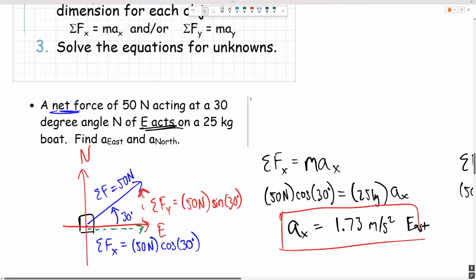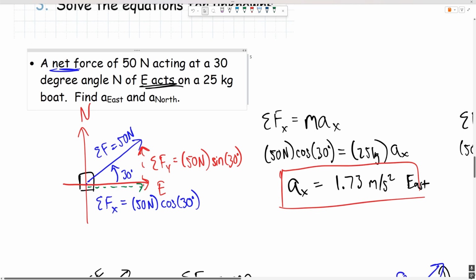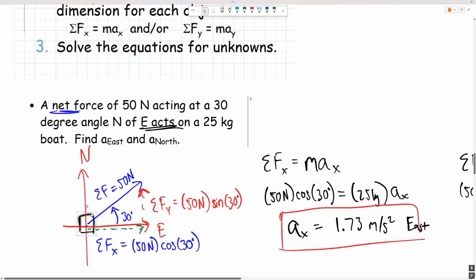And again, if I'm going too fast here, which I probably am, feel free to pause it, write stuff down, and then keep going. Okay, so let's look at an example. If we have a net force of 50 newtons acting at a 30-degree angle north of east on a 25 kilogram boat, find the acceleration to the east and the acceleration to the north. So first I can draw my diagram here. Here's my boat.